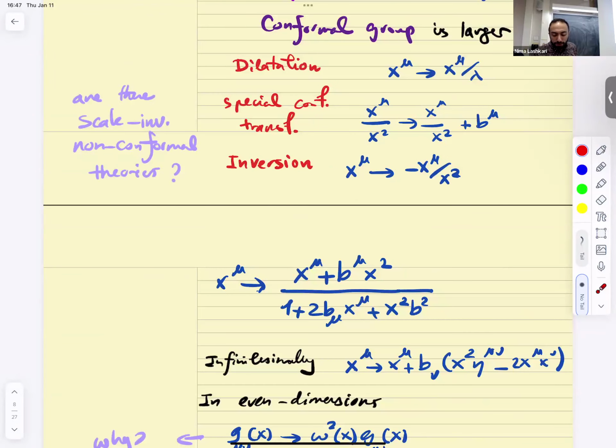Okay. So the special conformal transformation can be written in this way. This is another way of writing it. I like to think about it as inversion, translation, inverting back, because I can never memorize this expression.